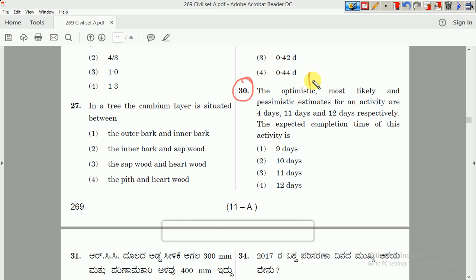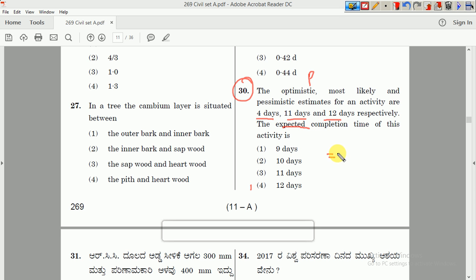One more question, which is coming from PERT and CPM. They have given the optimistic time, most likely time, and pessimistic time, and they are asking us to find the expected completion time. Okay, directly you can solve this.